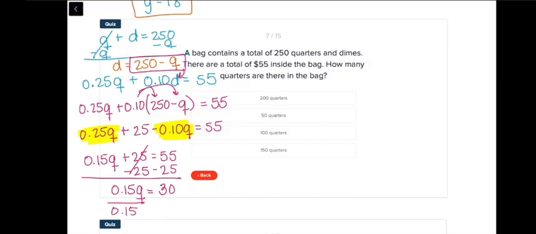Now I'm going to divide both sides by 0.15. So to get q, I'm going to have to divide 30 by 0.15. When you're dividing by decimals, the best thing you can do is move the decimal all the way to the end. So since I have to move the decimal here once, twice, I'm going to have to move the decimal here once, twice. And those empty spots will be filled in with zeros.